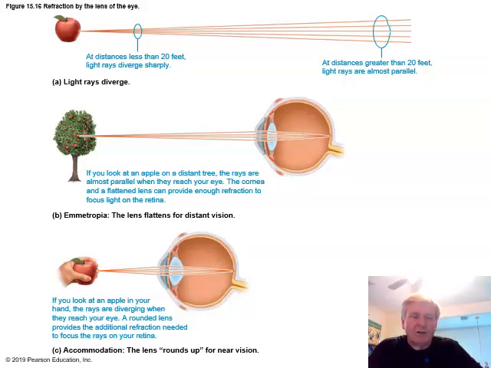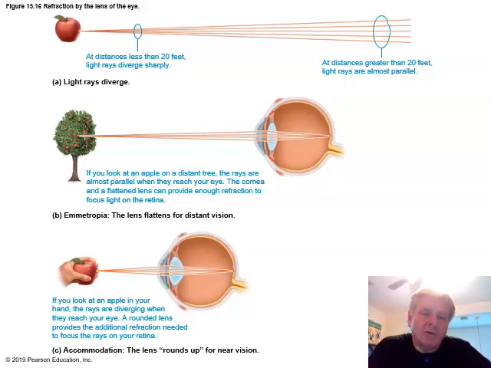On the other hand, if you bring an apple, let's say, closer to your eyeball, to your cornea, the rays are diverging, as you can see, when they reach your eye. Now you don't need this flat lens, but you need a more rounded lens, because it will bend the light rays and converge them, since now it's become convex in shape. That will bend those light rays so that they can rest on the focal point in the retina. So a rounded lens will provide the additional refraction that's needed to focus light rays on the retina.